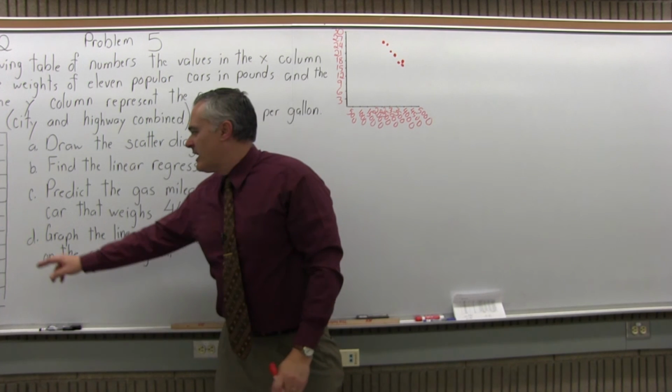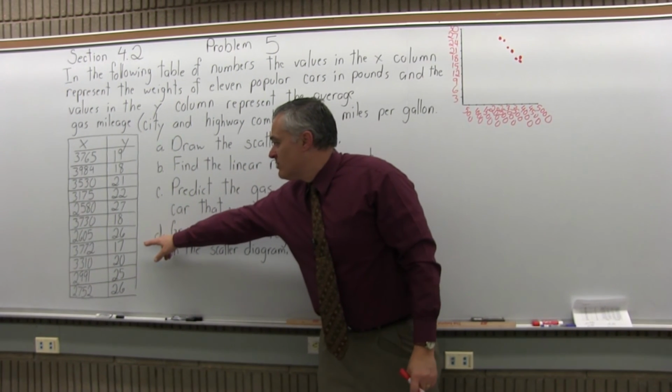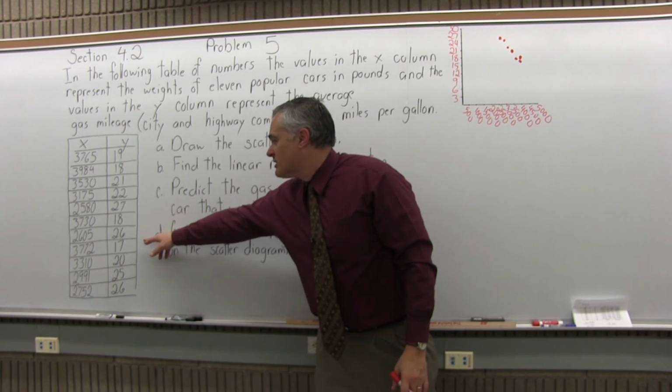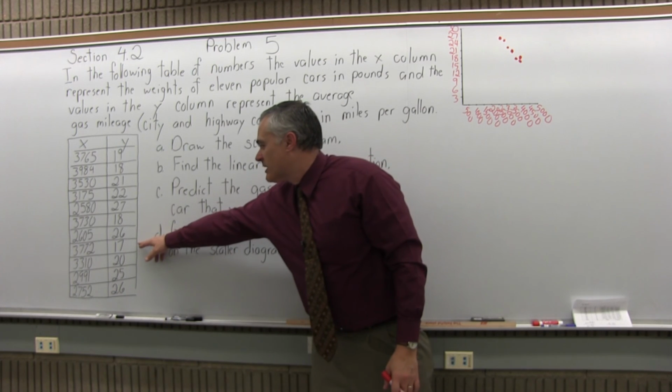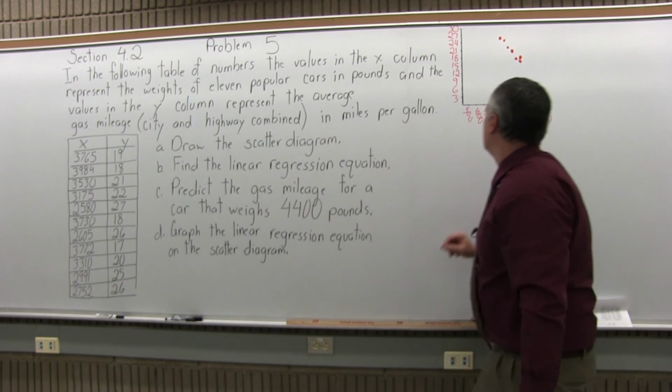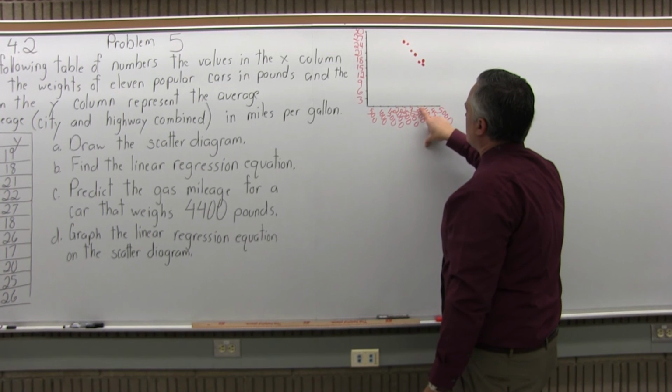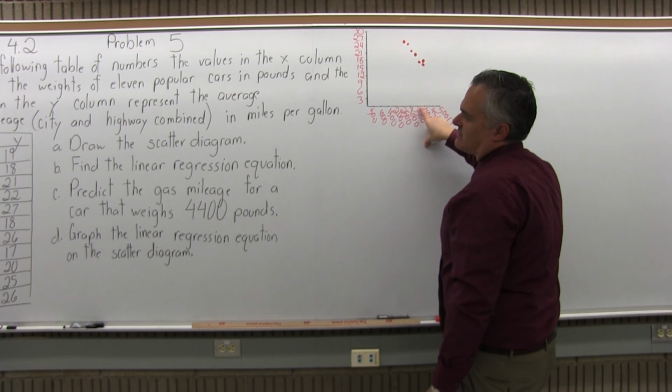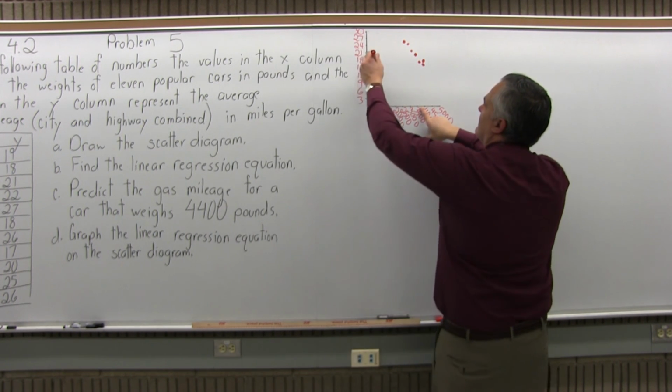And next one down, 3,772 for the weight, so almost 3,750 in terms of what it's close to on my graph, and up 17. So 3,750 would be between the 3,500 and the 4,000, so it's pretty close there. 18.